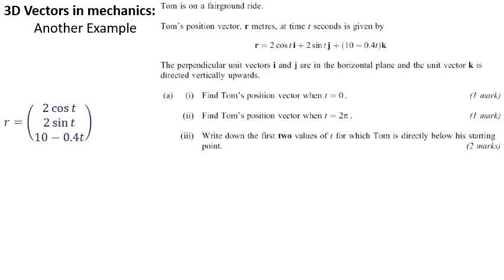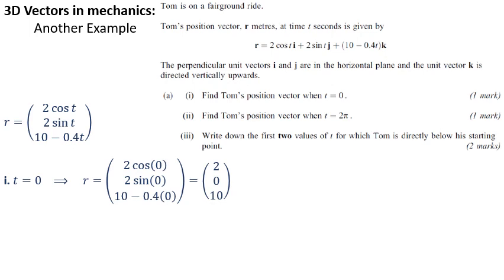Well, we can start by putting this into a column, and then we just substitute 0 into that. When t is 0, we get 2 cos 0, 2 sin 0, and 10 minus 0.4 times 0. 2, 0, 10. So that's where he starts, basically. He's already at a height of 10.